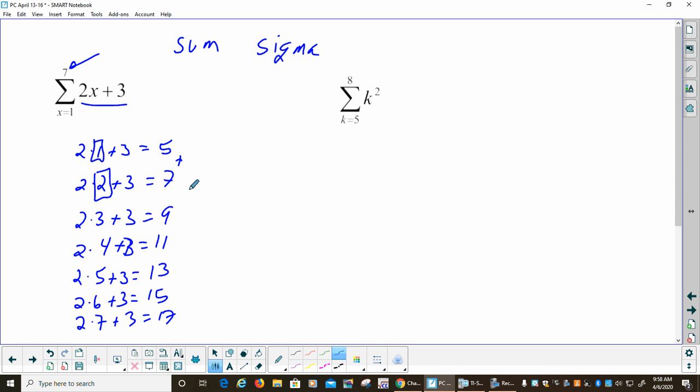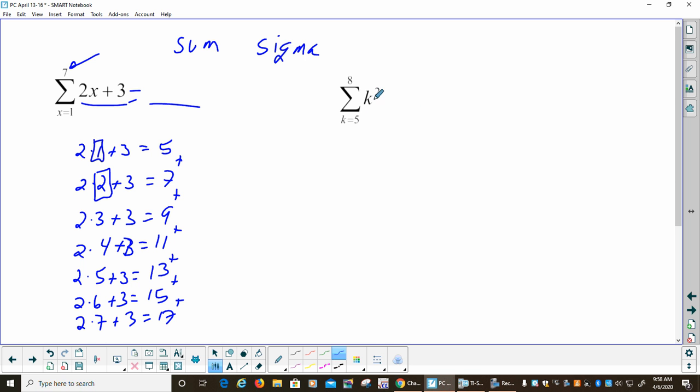Now you have to add all these up. So you take your calculator and you add all these up. 5 plus 7 plus 9 plus 11 plus 13 plus 15 plus 17, and you get yourself an answer. I don't think you guys need me to take the time to add those up, but it's the sum. Okay? I think you guys understand. You just add them up now.